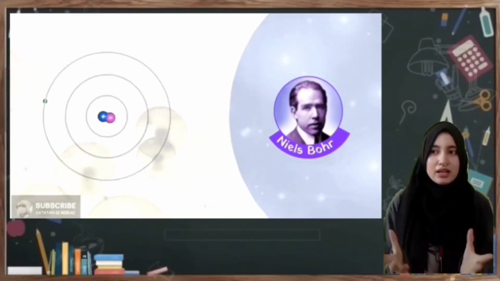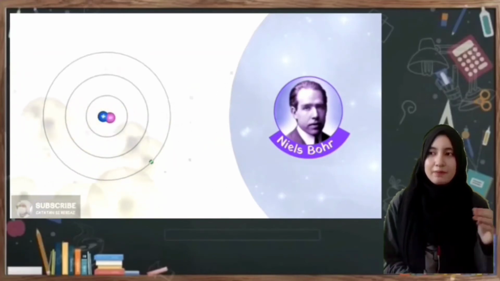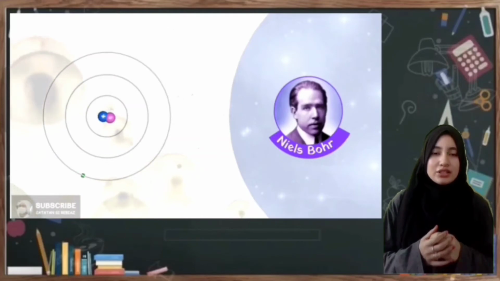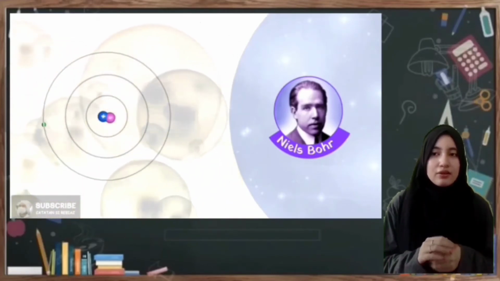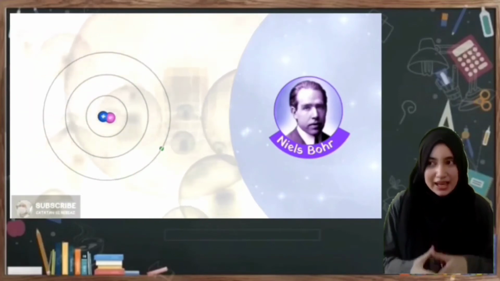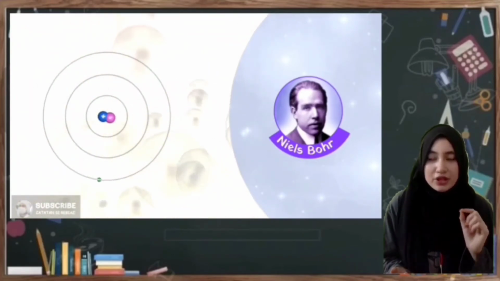Electrons rotate around the nucleus in a certain path without losing any energy at all, which is called a stationary path, so the electrons can rotate forever in this path. Electrons can move to another path by absorbing or releasing photons. This theory is also called the planetary model.